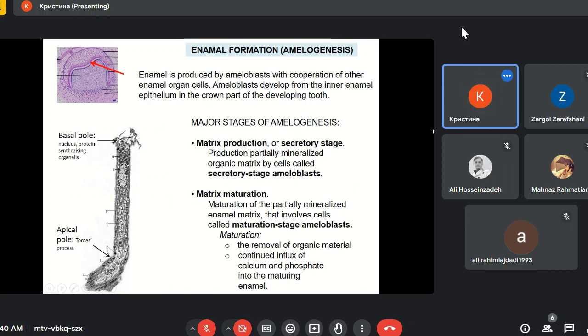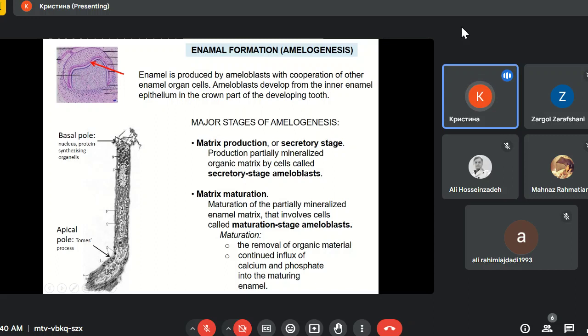Now the formation of the enamel, or amelogenesis, is produced by the cells which are called ameloblasts, which develop from the inner enamel epithelium of the enamel organ. So here are these cells marked with the red arrow. They stand upon the basement membrane, the white line in this picture. During cytodifferentiation in the Bell stage of the enamel organ, these cells of inner enamel epithelium become pre-ameloblasts and then ameloblasts. Ameloblasts are elongated cells.